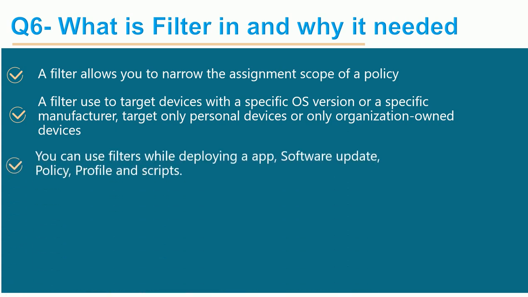So you can use a filter while deploying an app, software update, policy, profile, and script. Wherever you are assigning a group, you can add the filters in the same place, and it will filter the data based on what type of filter you are using. A filter can be created based on your operating system, your organization name, your department, or other conditions like what type of operating system it is.